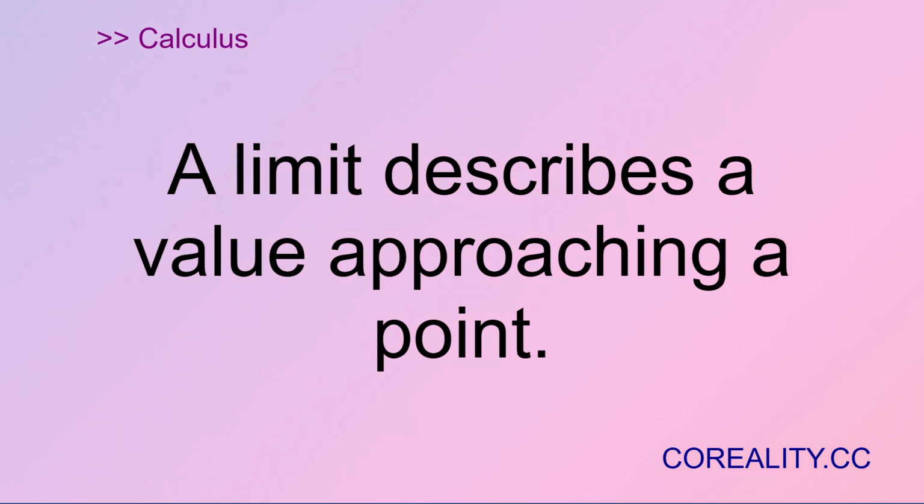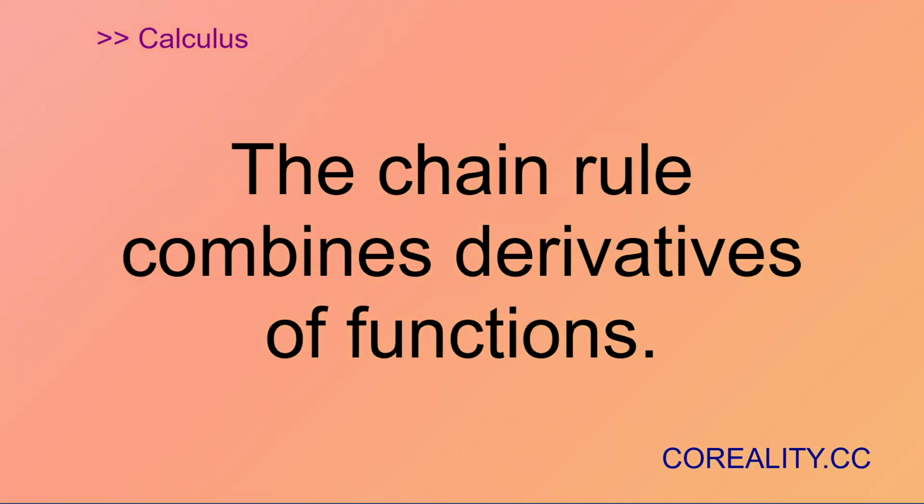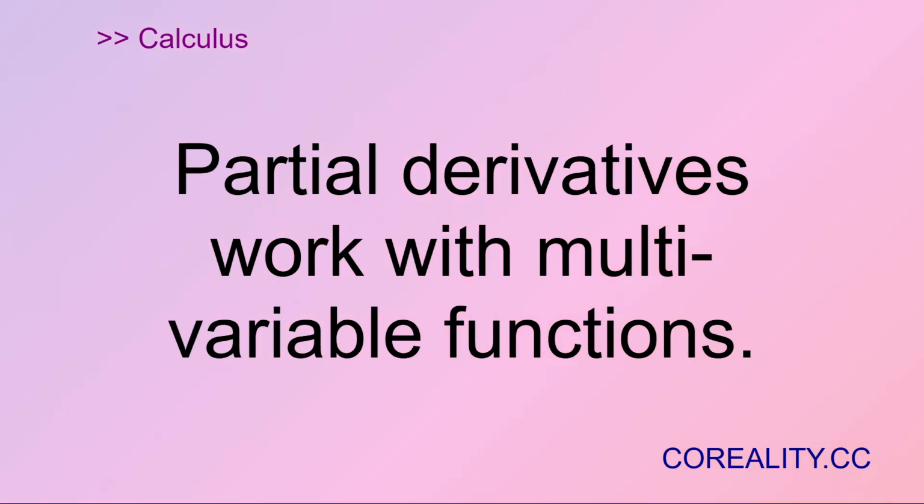A limit describes a value approaching a point. Differentiation is the process of finding a derivative. The chain rule combines derivatives of functions. Partial derivatives work with multivariable functions.